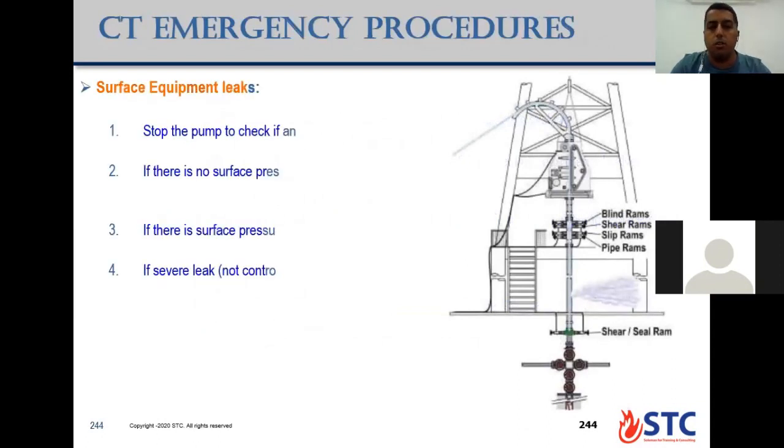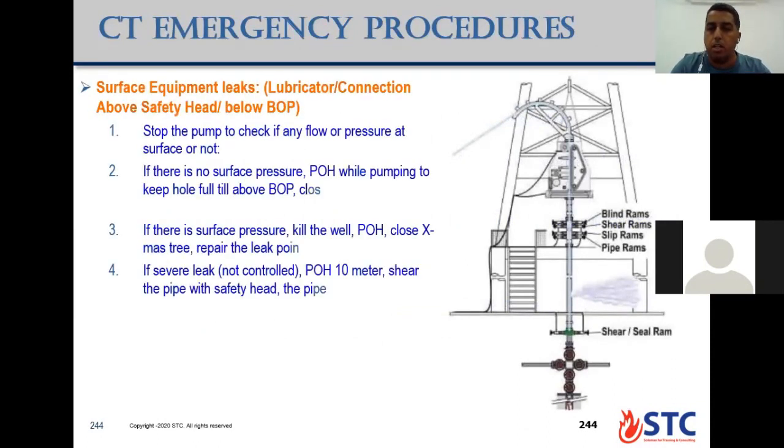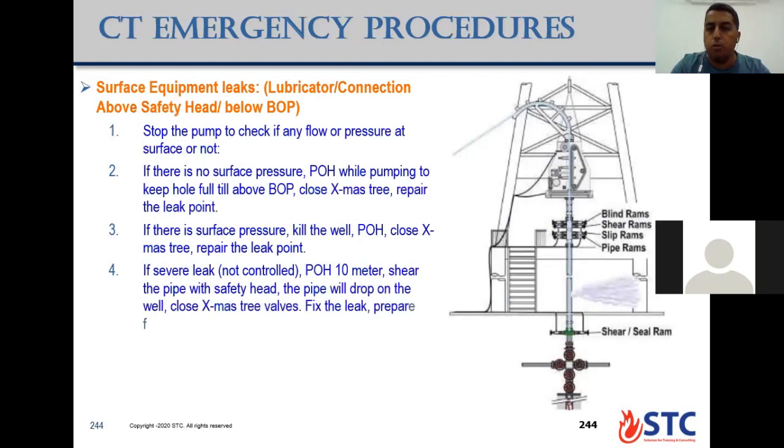Another situation here is a surface equipment leak. You have a lubricator connection above the safety head or below the quad BOP that is leaking. So at this point here, you have a lubricator section leaking in this area, below the quad BOP and above the shear seal. So what are the steps we can do to make the well safe? First thing is to stop the pump to check if there is any flow or pressure at surface or not.